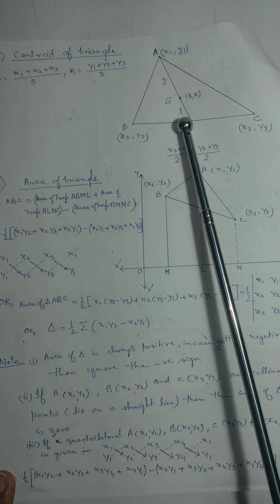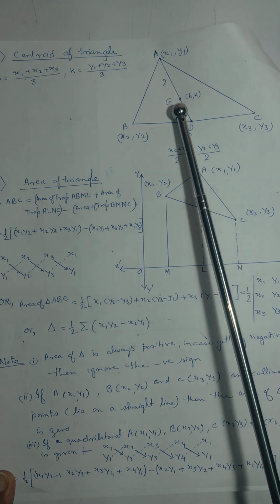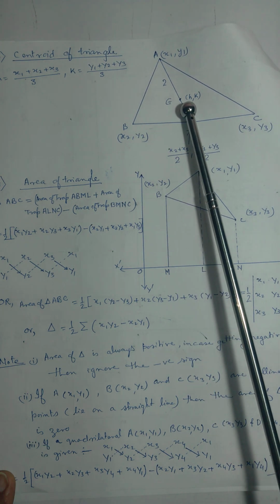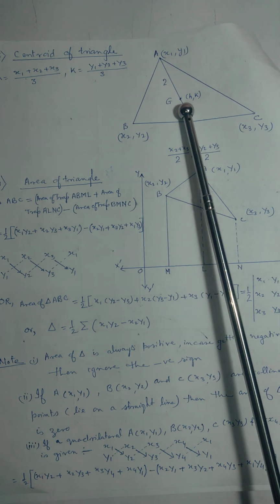Now we have to find the centroid, that is G. So G means the centroid, where all the medians intersect each other or are concurrent at the point G. That point is known as the centroid.